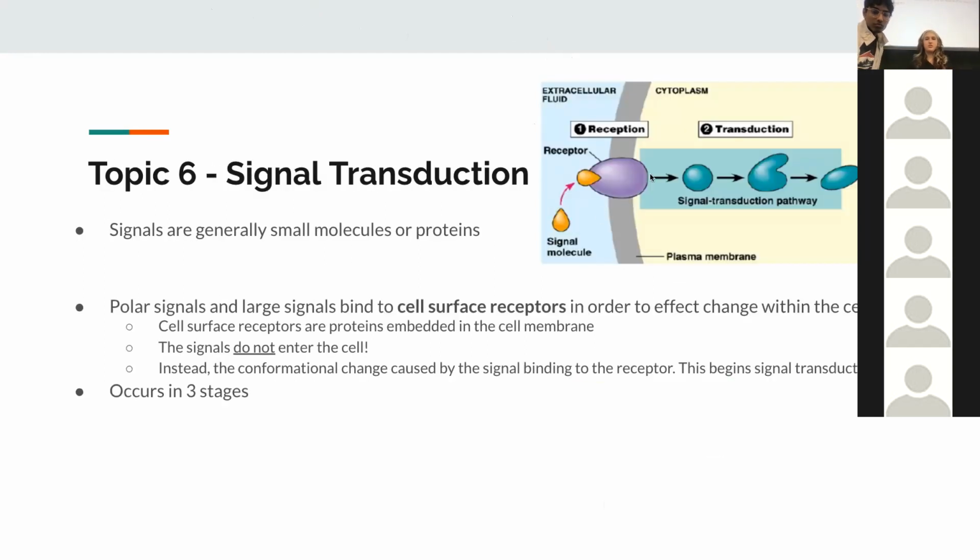There's transduction, which is everything that goes on in between reception and the effect happening in the nucleus. And then we have the response, which is the effect that was caused by the signal.